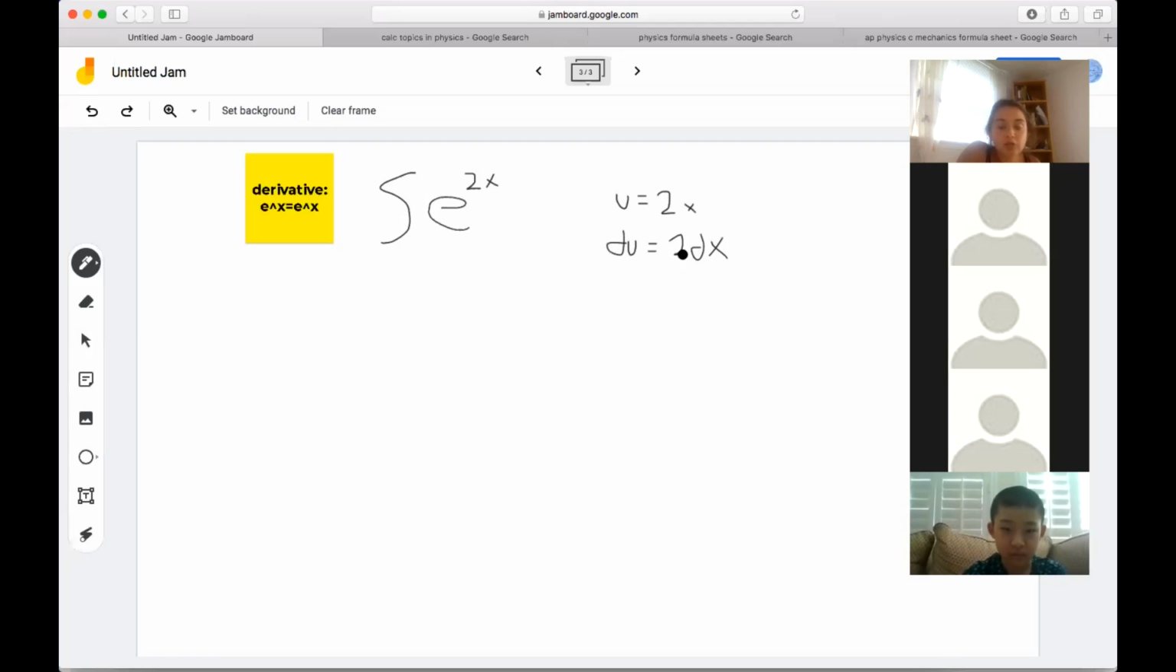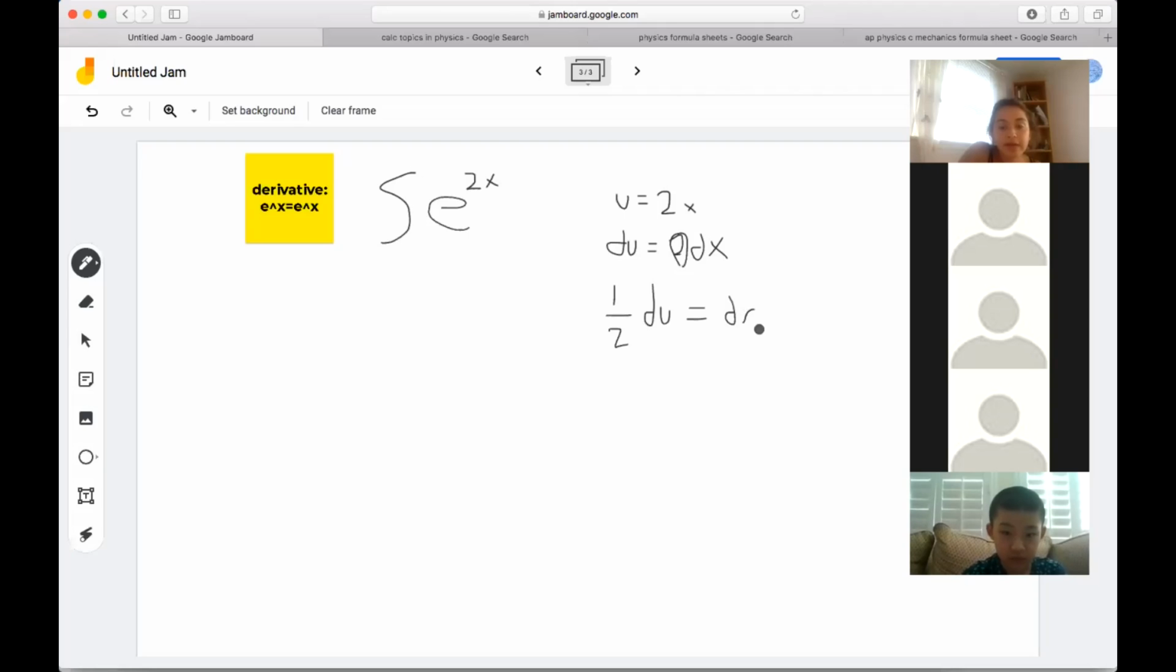How we do that is we have to make sure the 2 here becomes a 1. And we can do that by multiplying du by 1/2. So 1/2 du equals technically 1 times dx, which is just dx.